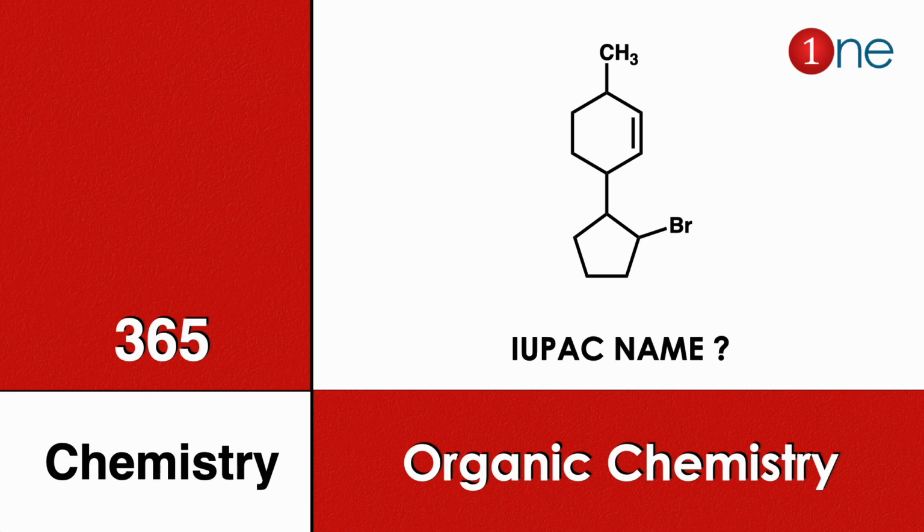Organic chemistry questions for you. Here you have a 6-member and a 5-member system, both connected through a single bond. The 5-member ring contains bromine, and the 6-member ring contains methyl and an alkene. You should find the IUPAC name of it.